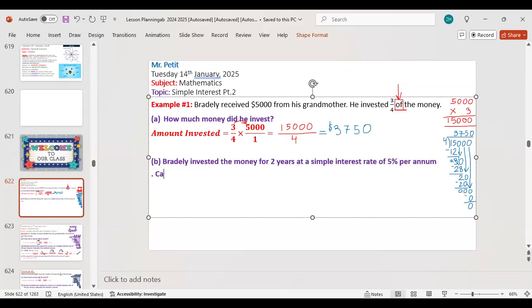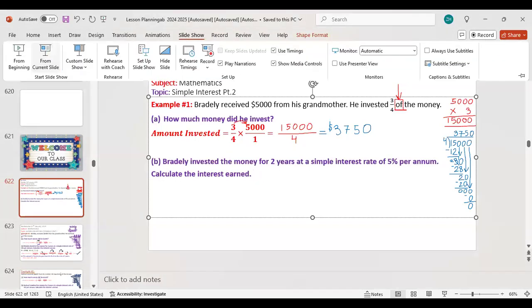Calculate the interest earned. So y'all should be able to do this. If you know how to do it, you could go ahead and do it and then tell me what your answer is before I get it. All right, Mr. Petit, go ahead.